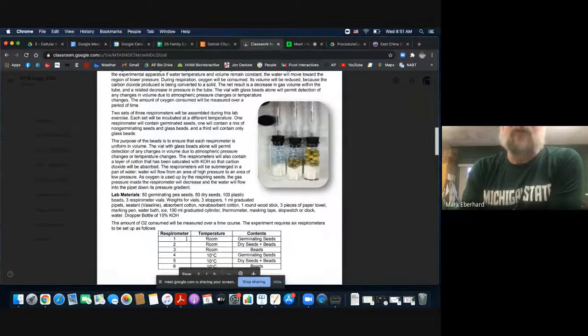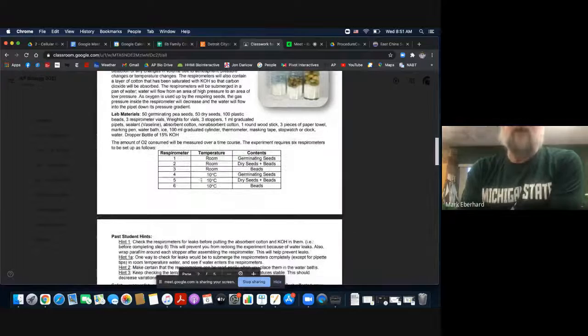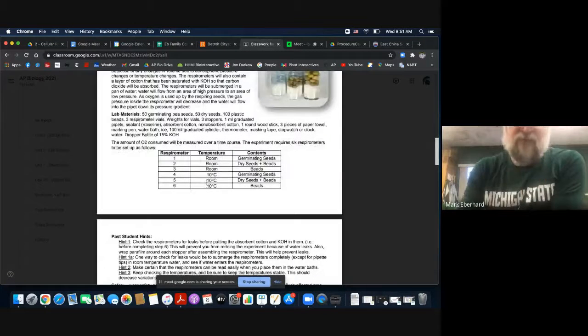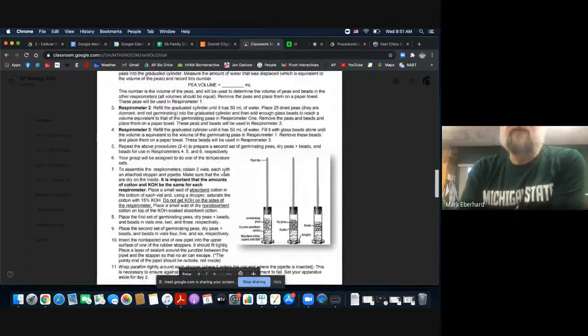So the first time through, at room temperature, you would have run the three containers. We would then have reset the same three containers and run them around 10 degrees. I think I misspoke. I think I said 37 for the warm. Looks like we used room temperature, which is about 23.